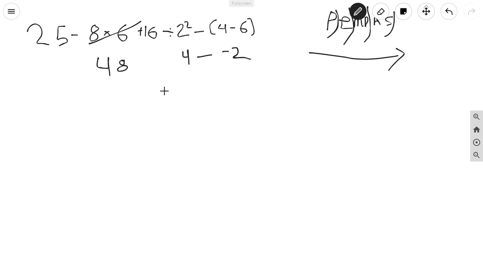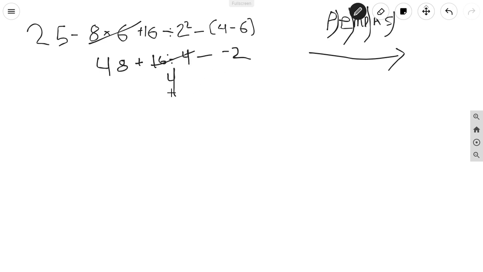Then I've got my division. I've got my 16 divided by my 2 squared, which was 4. So 16 divided by 4 will give me 4. So plus 16 divided by 4, this gives me 4. Bring that down here.